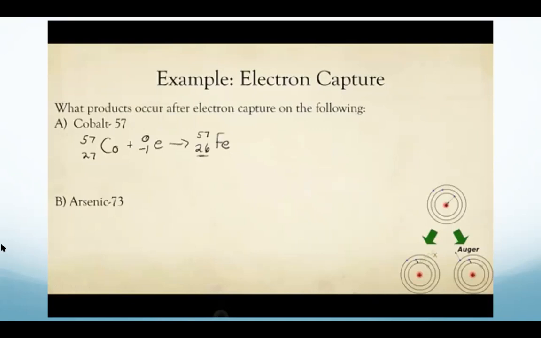Let's do one more. We have arsenic-73. We can look on our periodic table to find our number of protons. We know, because it's electron capture, that our electron is going to be a reactant. We know that our mass number won't change, since the mass number of an electron is 0. And we know that our number of protons is going to decrease: 33 minus 1 equals 32. We then go to the periodic table, and we can see that we have Ge as our atom.